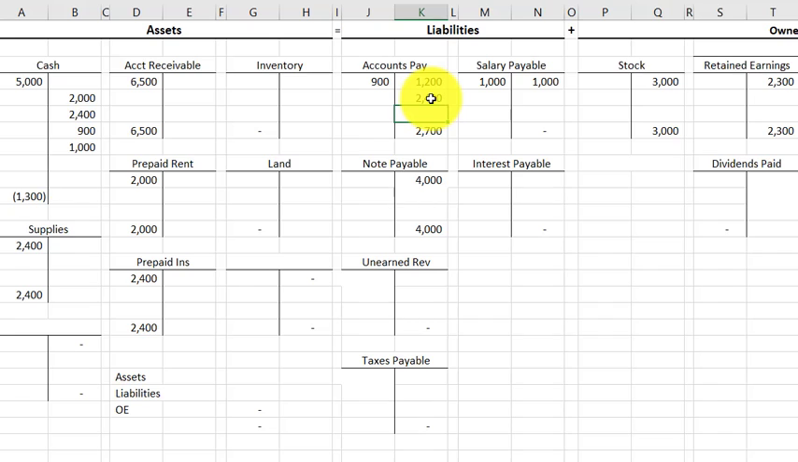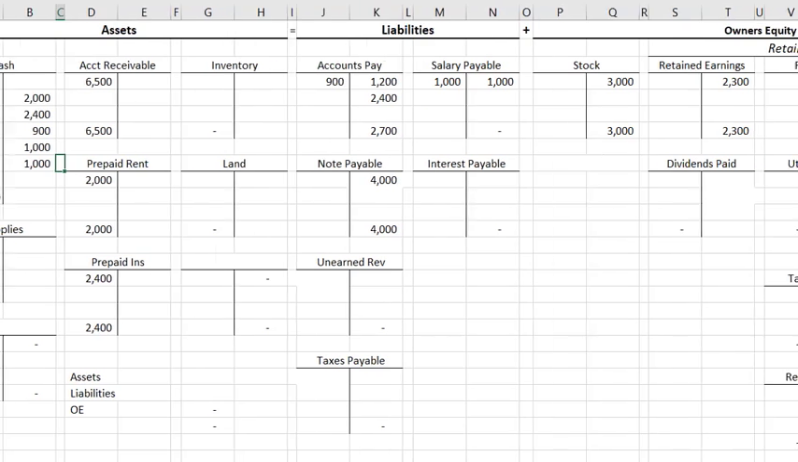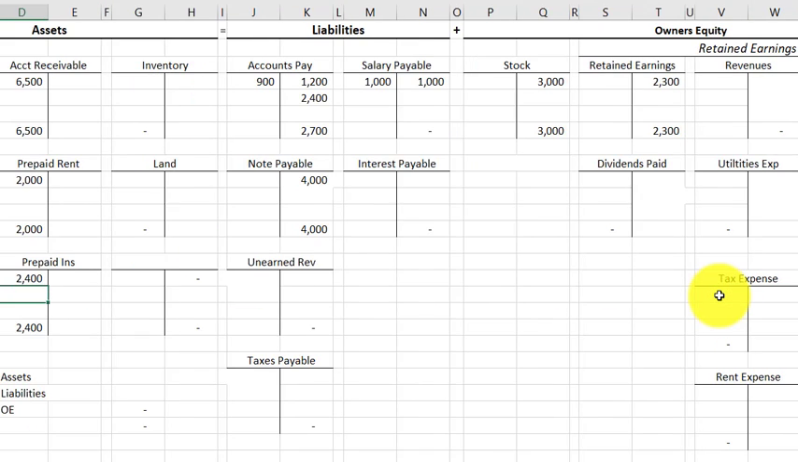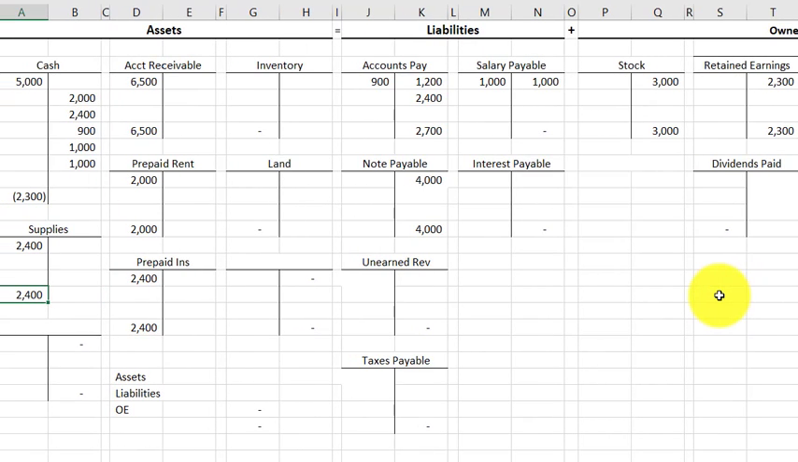Let's pay our assistant in cash. So we're going to credit cash, making it go down. And we're going to come over here, off the screen a little bit, get it on the screen here, and debit salary expense $1,000. So we debited salary expense, we credited cash.